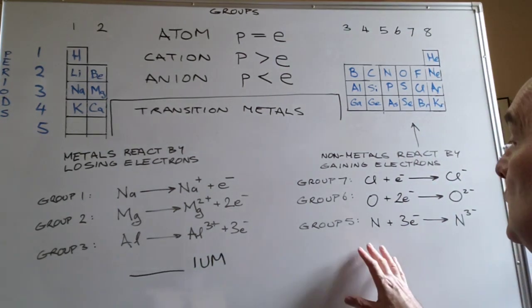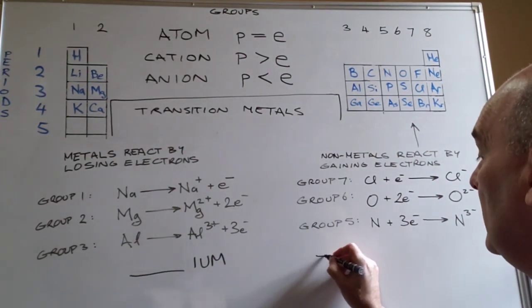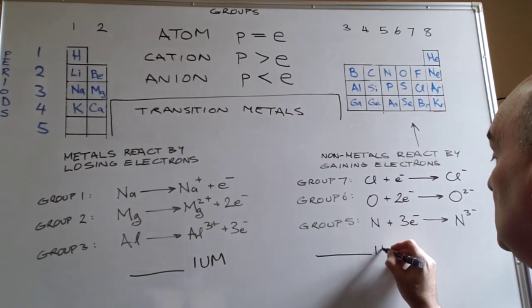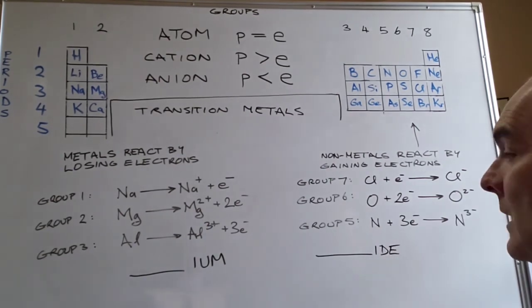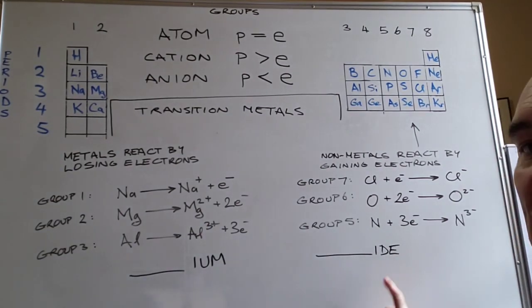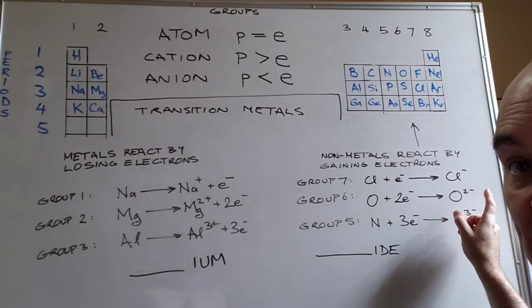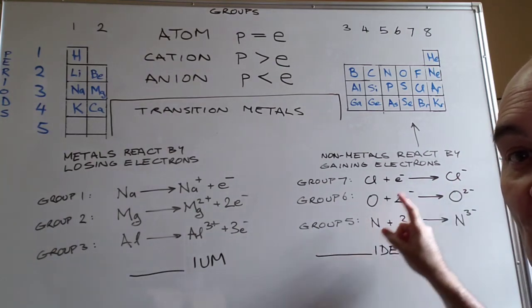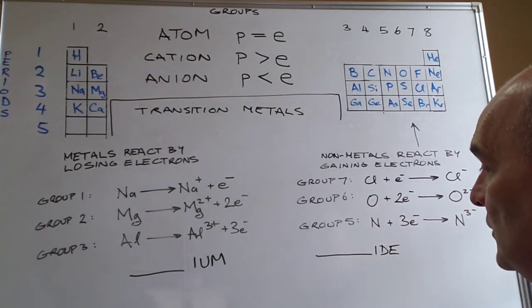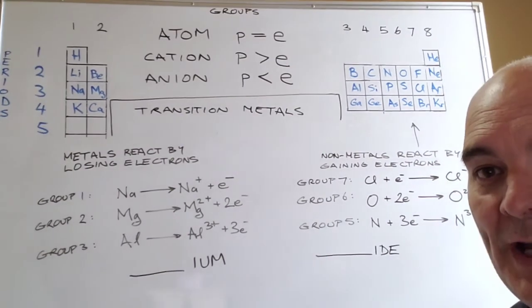What happens to the non-metals when they get reduced, they change their name to ide. So chlorine becomes chloride, oxygen becomes oxide, nitrogen becomes nitride.